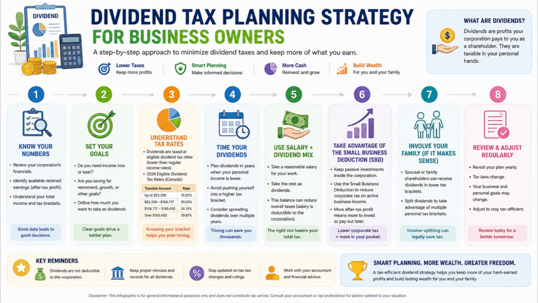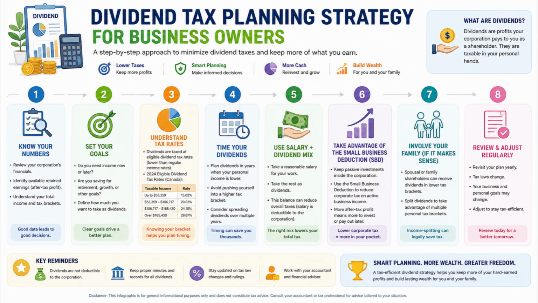Then, focus on timing. Instead of taking large dividends all at once, you may plan dividend payments in years when your personal income is lower. This can help you avoid moving into a higher tax bracket. In some cases, spreading dividends over multiple years may save thousands of dollars in taxes compared with taking everything in one year.